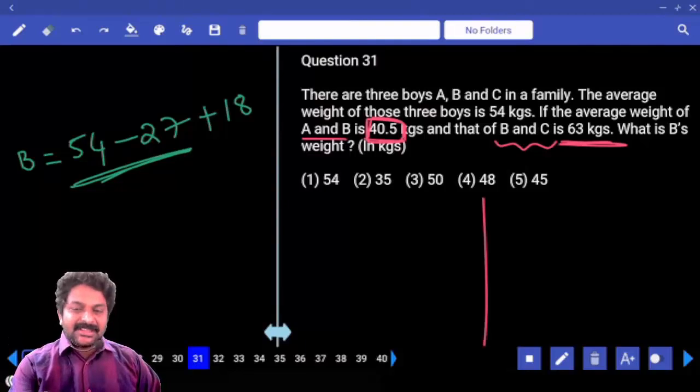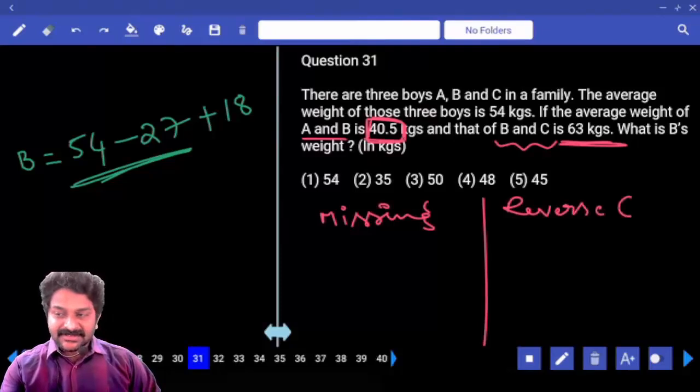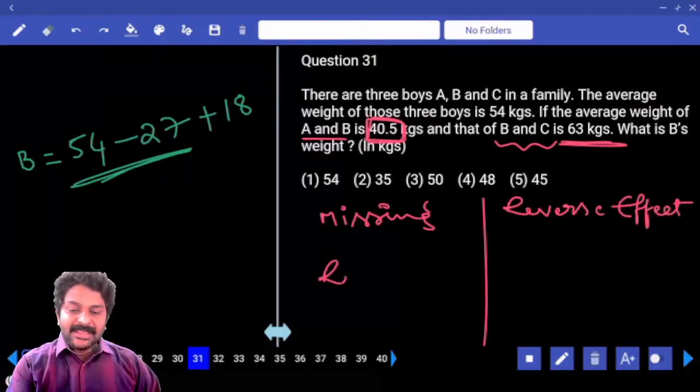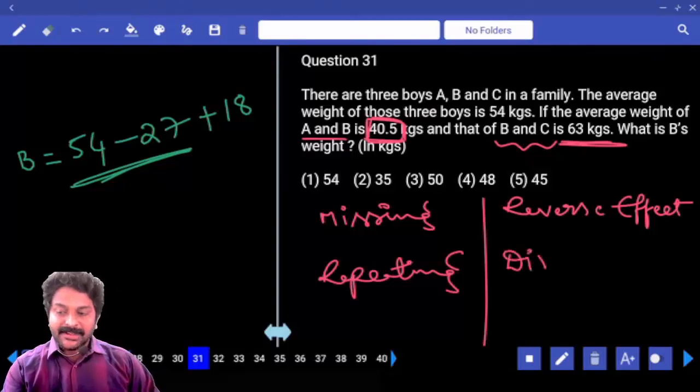Just remember this thing. If the number is missing, we go for reverse effect. If the number is repeating, we use direct effect.